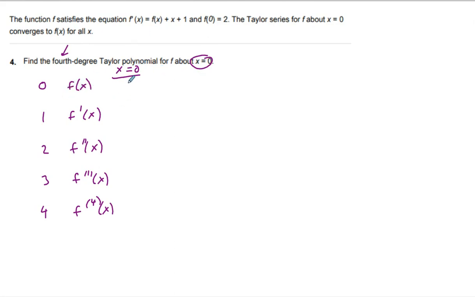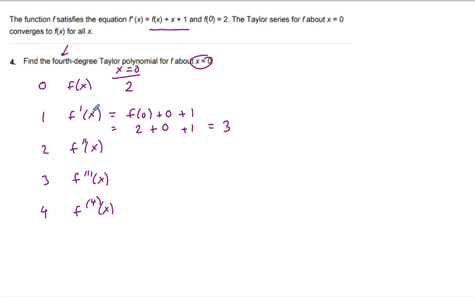They tell us that. F prime of 0, I'm going to expand and just do the work here. They tell us what f prime of 0 is. It's f of 0 plus 0 plus 1. I'm just using the formula that they've given us. Well, f of 0 is 2 plus 0 plus 1. That looks like 3. F double prime.